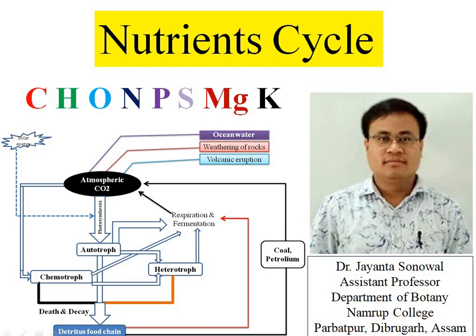This is Joyendra Sonwal, Assistant Professor, Department of Botany, Namrup College, Dibrugarh, Assam. Our college is affiliated to Dibrugarh University. Today I am going to take a class on the topic nutrient cycle. Nutrient cycle is one of the important natural processes that is required for an ecosystem to rejuvenate itself. Let us see in details about nutrient cycle.